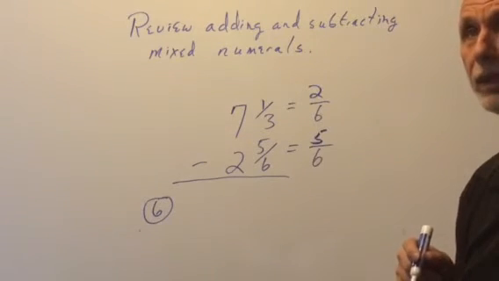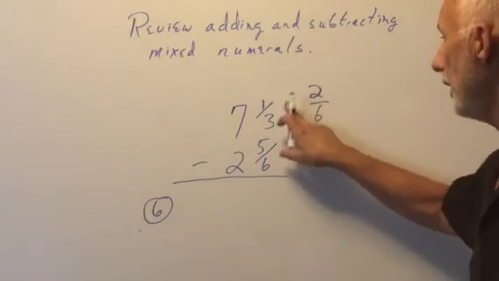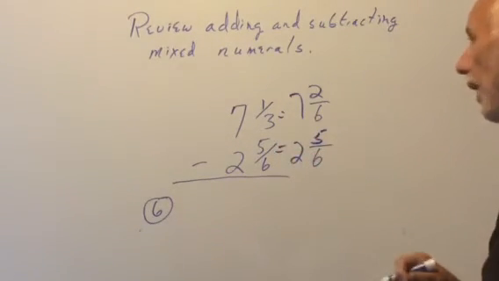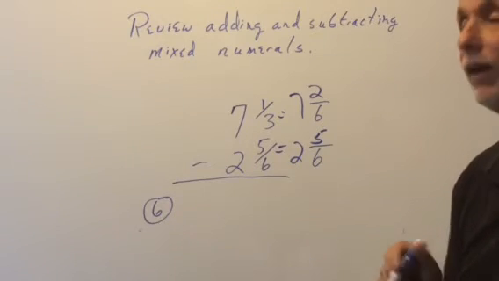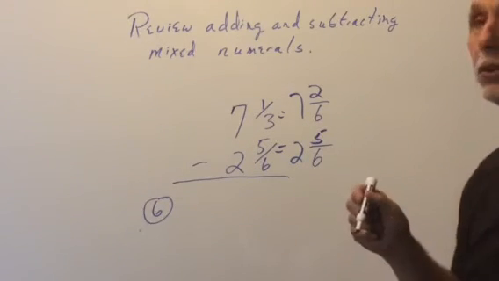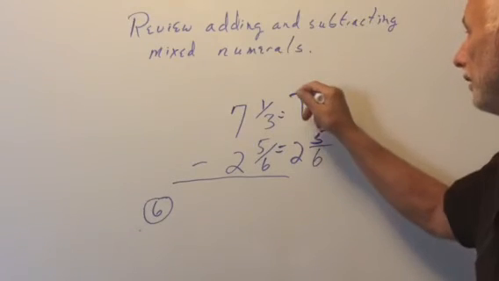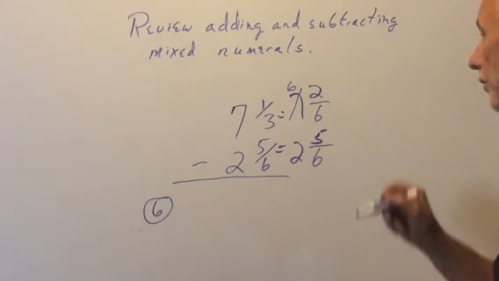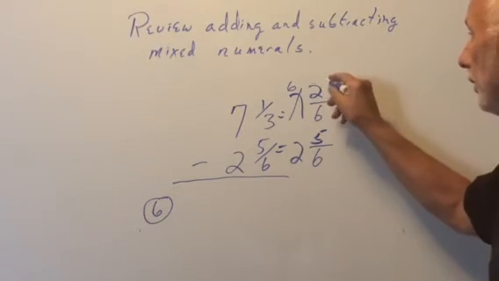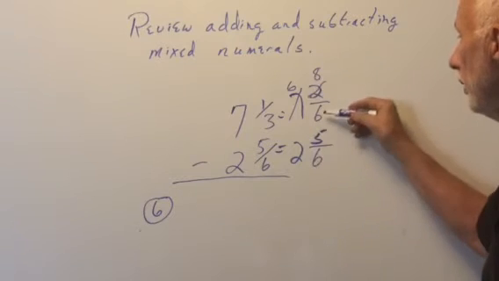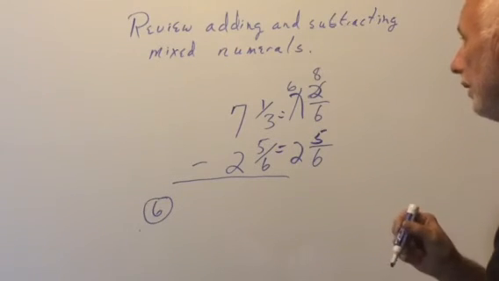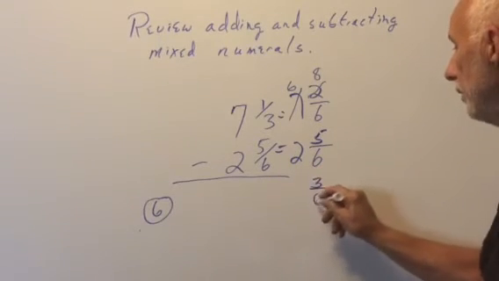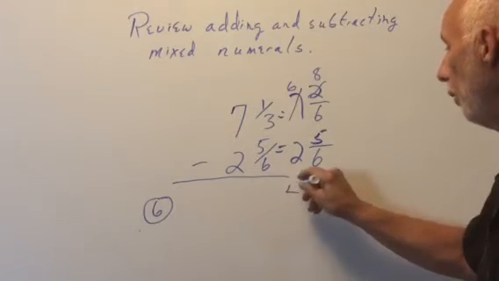And that's where the borrowing came in. By the way, I made a mistake. I should have put the whole numbers over so that if I had to borrow, I wouldn't forget to borrow. Now, I do have to borrow, so there are 2 things that take place. The first thing is you cross out the 7 and make it a 6. And the second thing you do is you add the denominator plus the numerator to get the new numerator. 6 plus 2 is 8. Now I can subtract: 8 minus 5 is 3/6, and 6 minus 2 is 4.